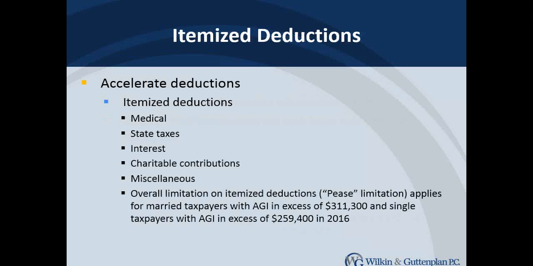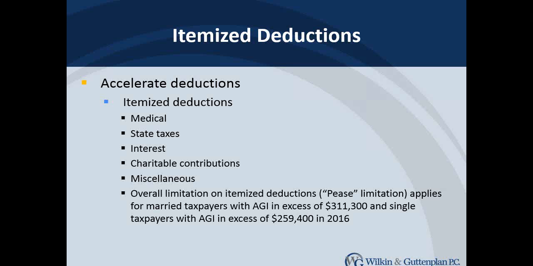So the other side of it is accelerating deductions. So what kind of deductions? We're going to go into each of these specifically, but these are going to be our itemized deductions: medical expenses, state taxes, interest, contributions, and our miscellaneous itemized deductions.